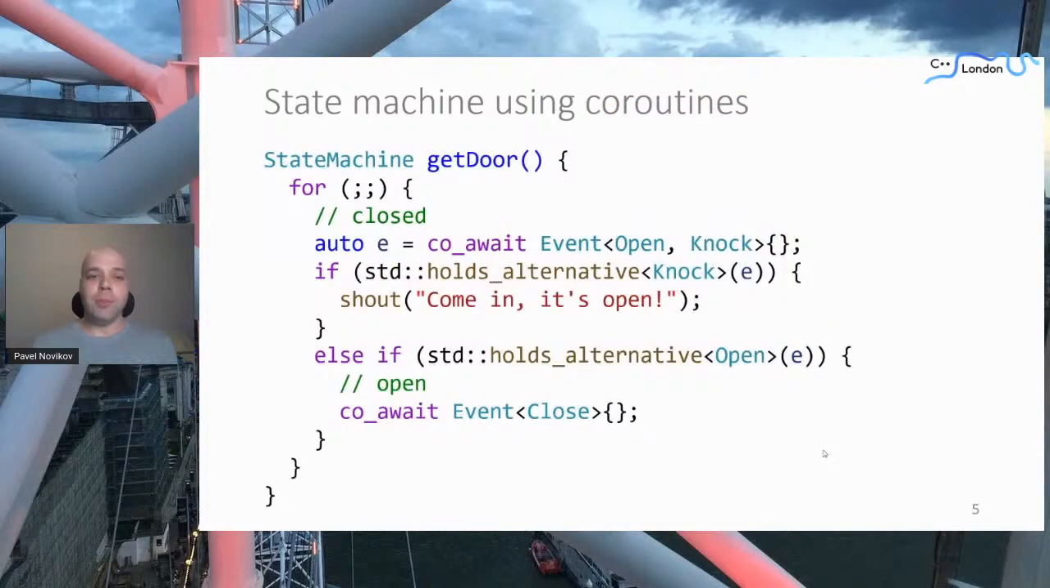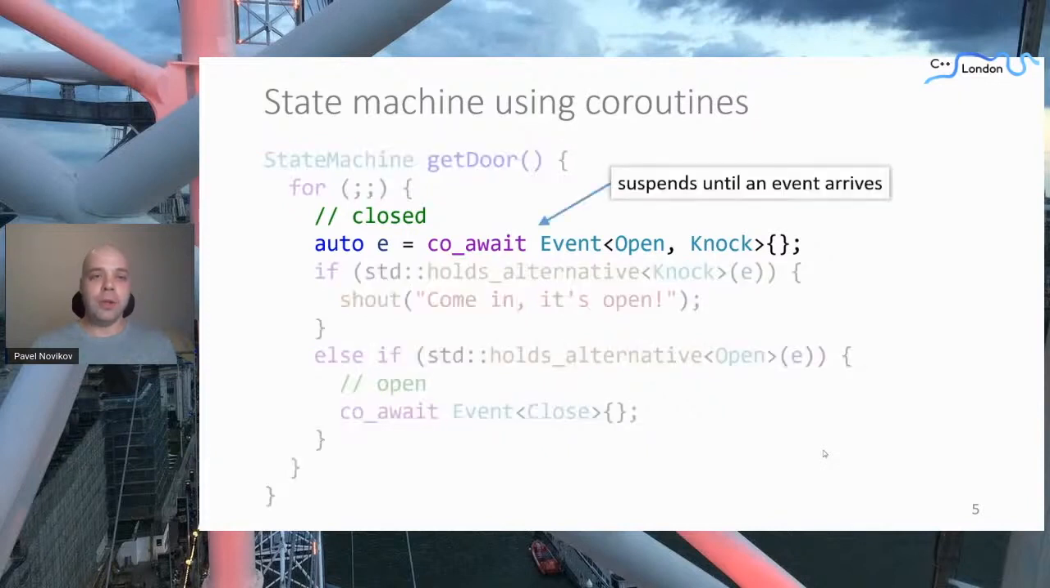Okay, now knowing that the compiler transforms our written coroutine into a state machine, we can use that fact and have a coroutine which will handle events. And we can write it like this. We wait for an open event or a knock event, and our coroutine suspends until we have that event passed to us.